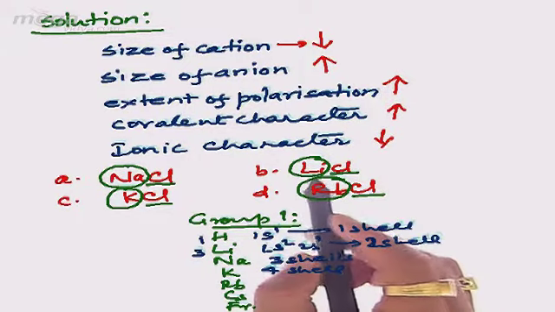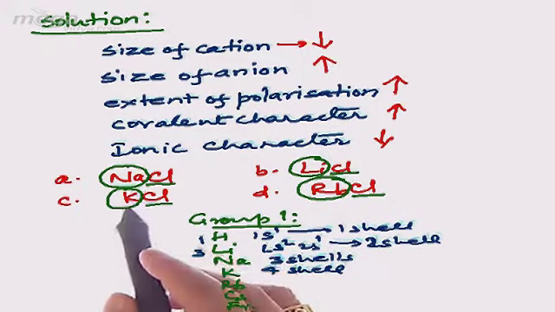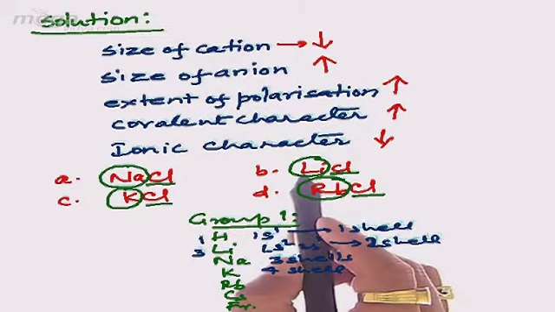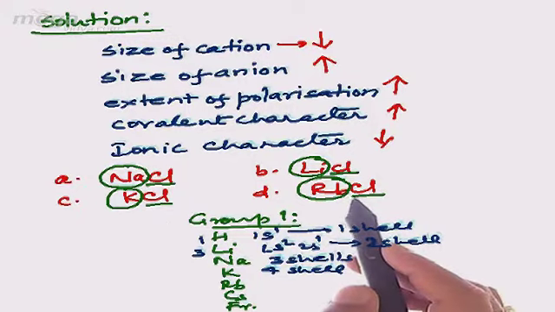Now after LiCl, that is lithium, the next larger size is sodium, which will be smaller than potassium and rubidium, so the order will be LiCl the maximum. After that we will have NaCl, then we will have KCl, and then rubidium chloride.